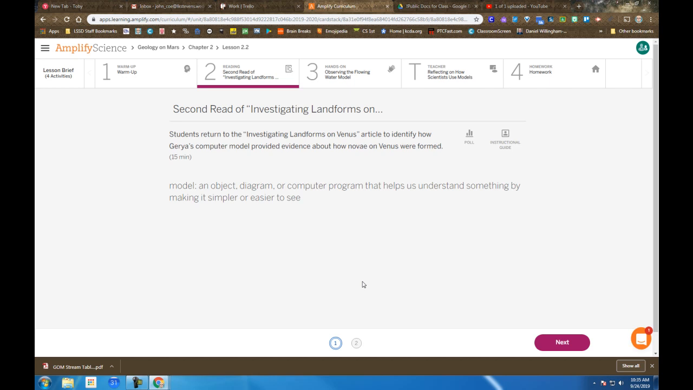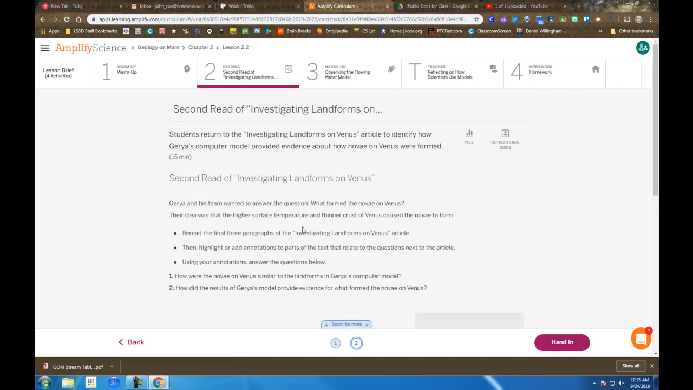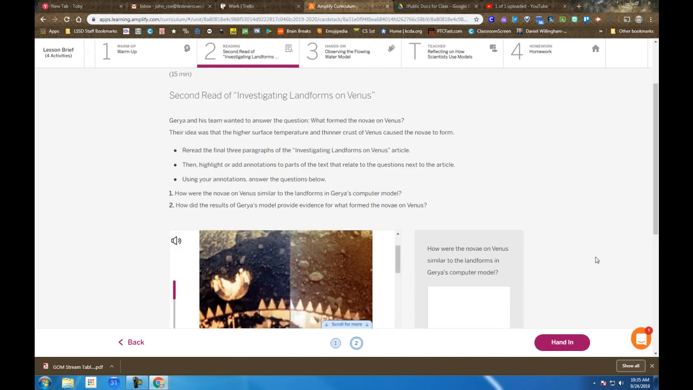In this case, since we're not on Mars or Venus, we need to be able to use something in the classroom to model what's happening there. And so our stream table ends up being a great solution. So we hop out to the article. Actually, the article's embedded for the students right here.